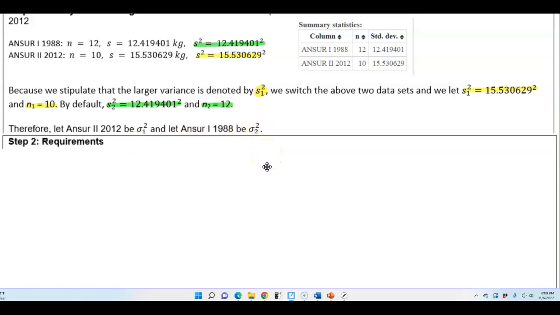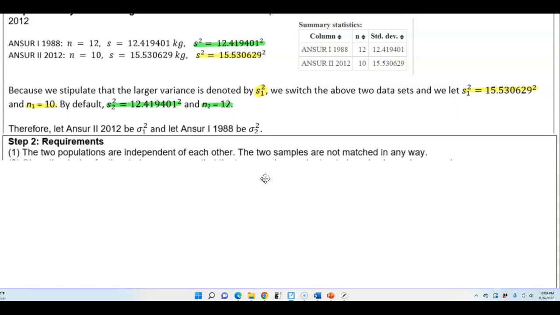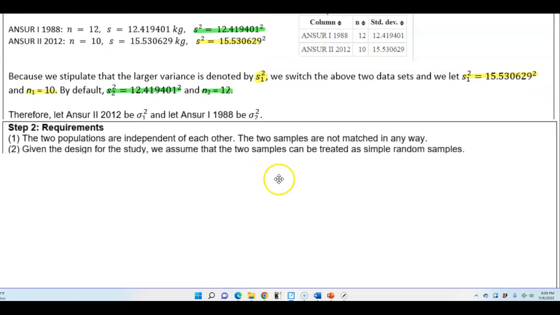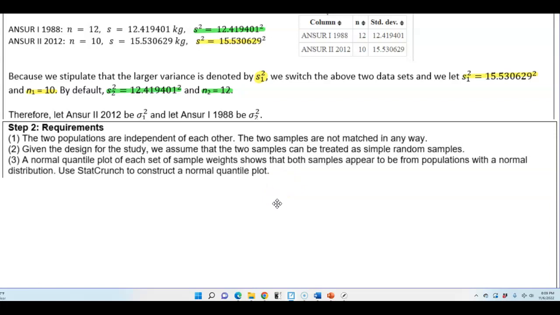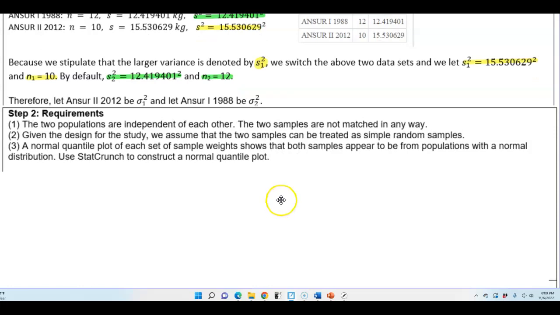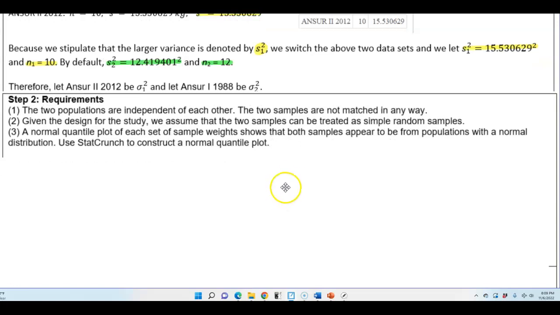Now we can look at the requirements. Number 1, the two populations are independent of each other, and the two samples are not matched in any way. Number 2, given the design for the study, we assume that the two samples can be treated as simple random samples. And number 3, a normal quantile plot of each set of sample weights should show that both samples appear to be from populations with a normal distribution.